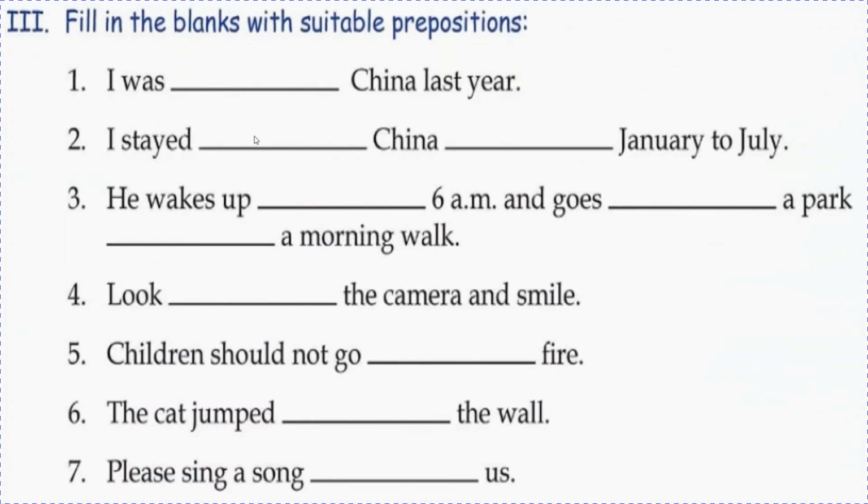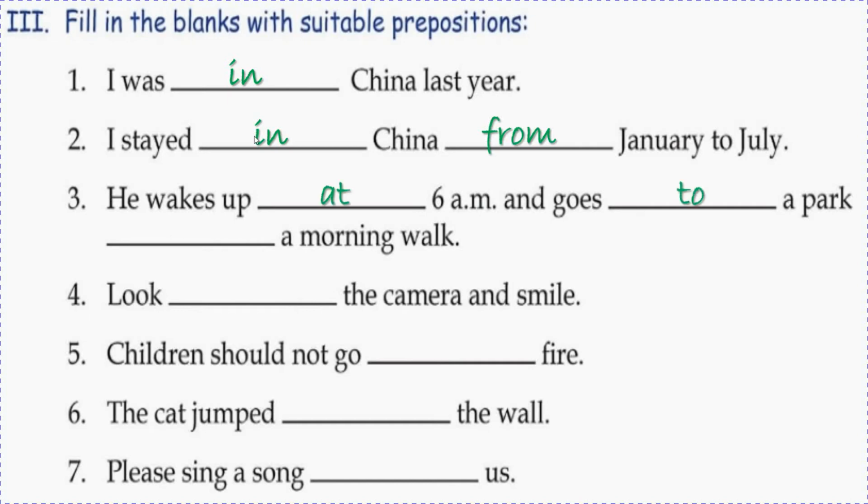Now fill in the blanks with suitable prepositions again. I was in China. For bigger places or larger area, we use in. I stayed in China. Again, see children, name of the month is given or time you can say. So, from January to July. For point number 3, he wakes up dash 6 a.m. For timing, we write at.